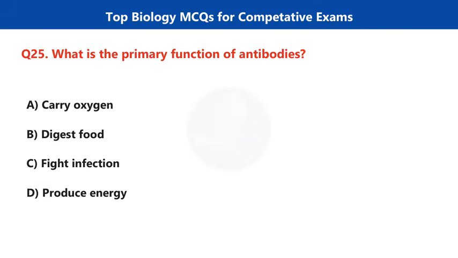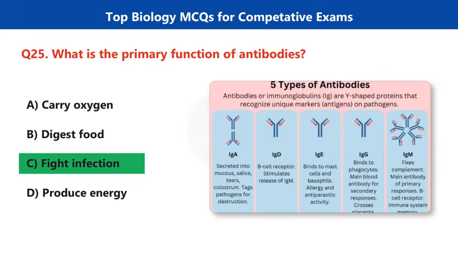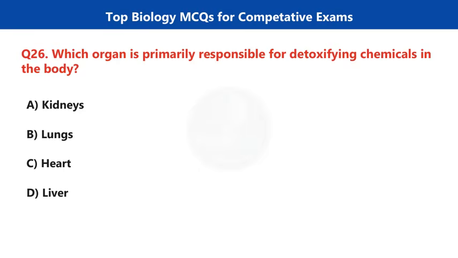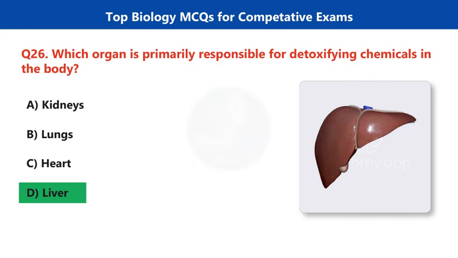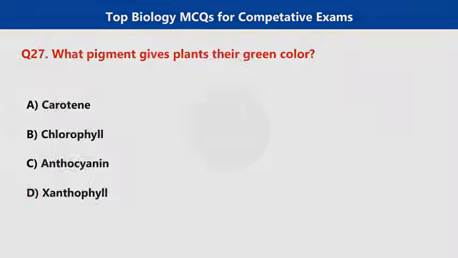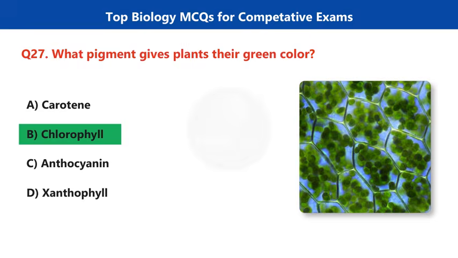What is the primary function of antibodies? Correct answer, fight infection. Which organ is primarily responsible for detoxifying chemicals in the body? Correct answer, liver. What pigment gives plants their green color? Correct answer, chlorophyll.